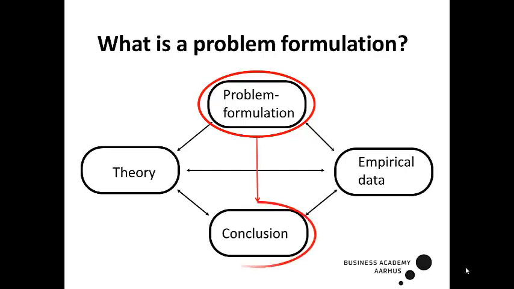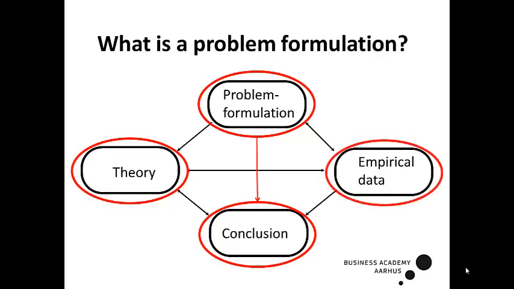To move from problem formulation to conclusion, you must answer the sub-questions by applying relevant theory and by using empirical data. Relevant theory is theory and models that can help you structure your analysis and present your results in a structured way. You may use some of the theory and models that you know from class, but depending on the topic you've chosen, it might also be necessary to look for supplementary theory and models which are new to you.